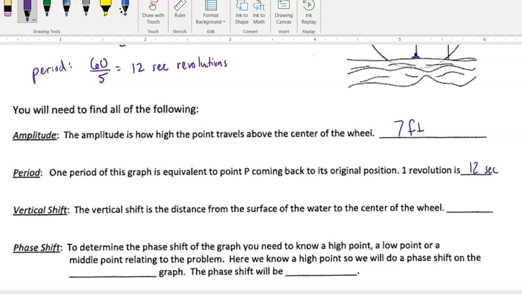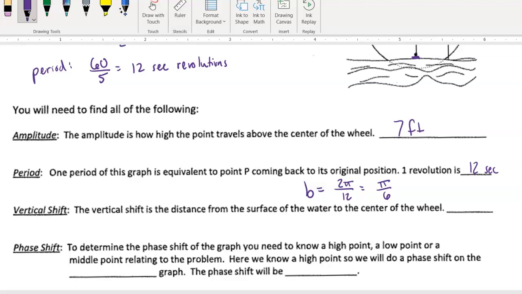So we can use that to figure out our B value when we go to figure out our equation. So remember, the B value is always 2 pi divided by the length of our period, so 12 seconds. If I reduce that, that reduces to pi over 6. So when we get to that point where we need to find what our value for B is in our equation, we know that's going to be pi over 6.